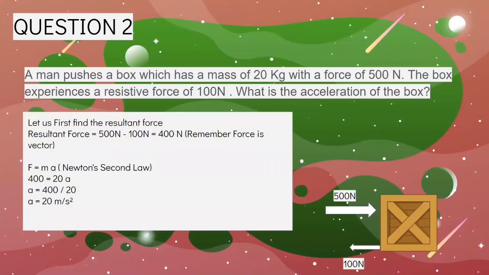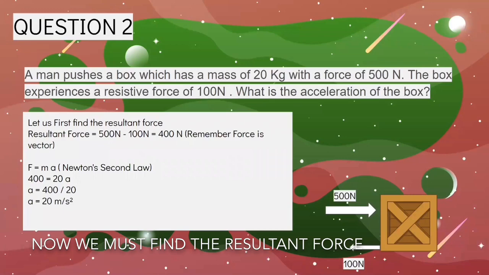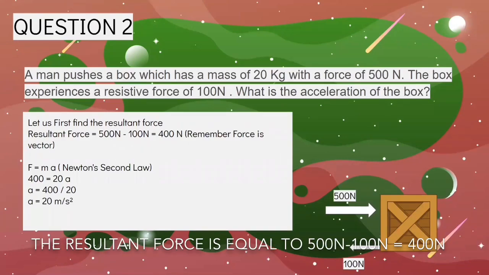Now, let us start with question number 2. A man pushes a box which has a mass of 20 kg with a force of 500 newtons. The box experiences a resistive force of 100 newtons. What is the acceleration of the box? Now, we must find the resultant force. The resultant force is equal to 500 minus 100 newtons, which is equal to 400 newtons.